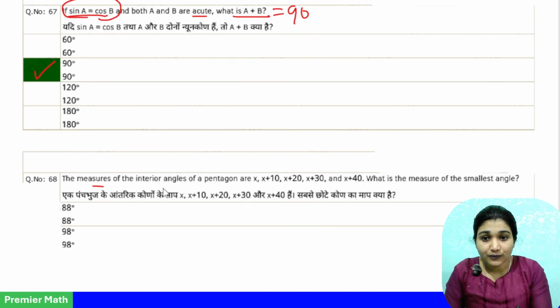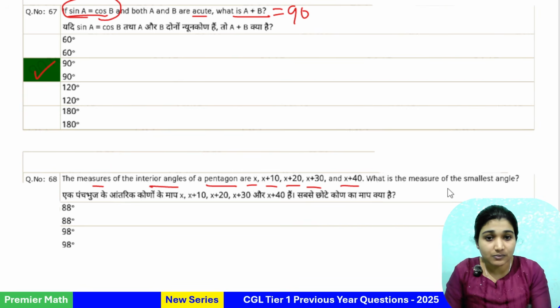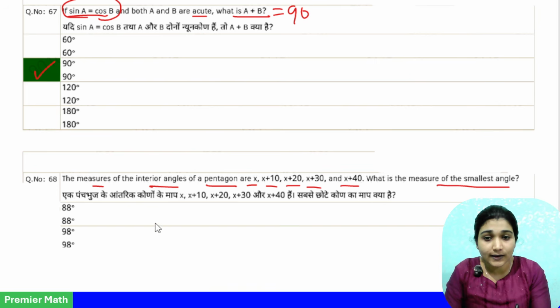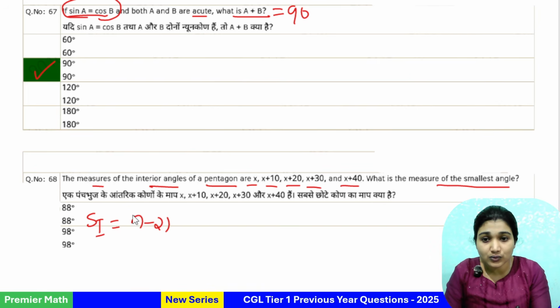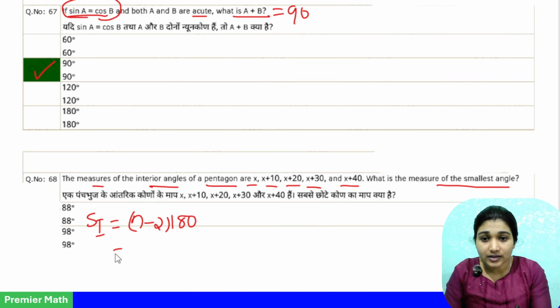The measures of interior angles of a pentagon are x, x plus 10, x plus 20, x plus 30 and x plus 40. What is the measure of the smaller angle? Here the sum of interior angles equals n minus 2 into 180. Here n is equal to 5 for a pentagon, so 5 minus 2 is 3, and 3 into 180 is equal to 540. So 540 is the interior angle sum.